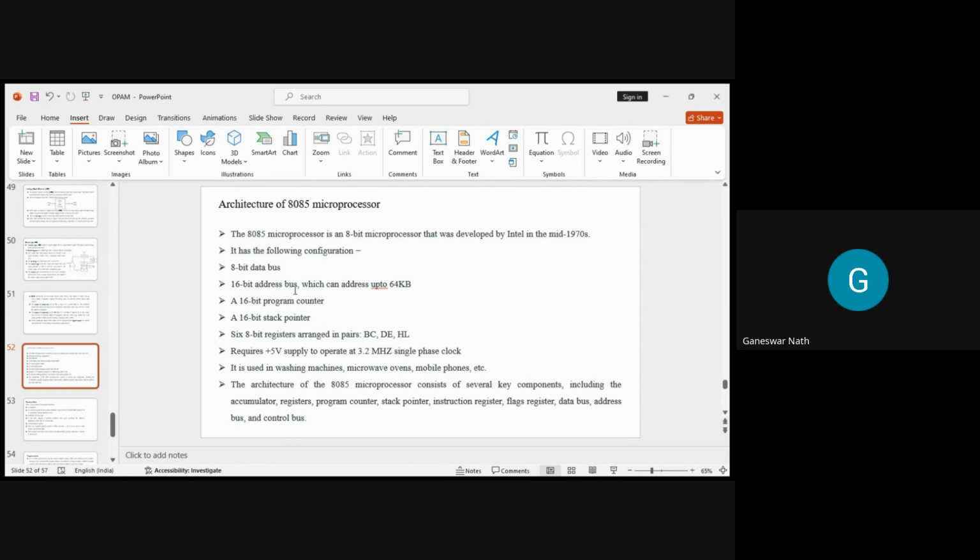The 8085 is an 8-bit microprocessor developed by Intel in the mid 1970s, and it has the following configuration: 8-bit data bus, 16-bit address bus which can address up to 64 kilobytes, a 16-bit program counter, a 16-bit stack pointer, and six 8-bit registers arranged in pairs like B, C, D, E, H, L. It requires a +5 volt supply to operate and a 3.2 megahertz single phase clock. It is used in washing machines, microwave ovens, and mobile phones.